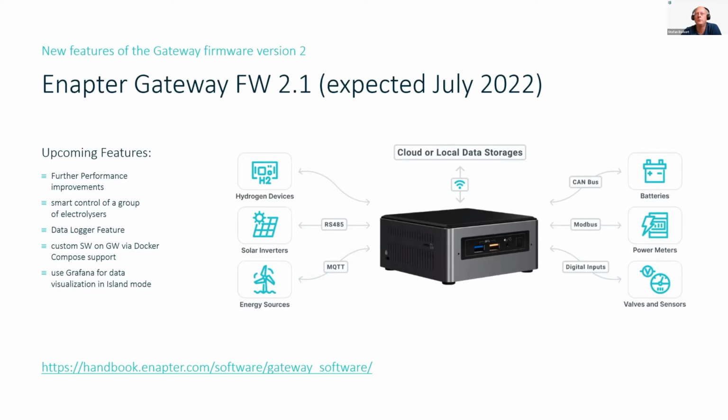Then there will be new data logger features, and we are going to integrate two new things, which is Docker Compose and which is Grafana. So the Docker Compose is a tool to run customized software on top of our gateway firmware, and the Grafana itself is a multi-platform open source analytics tool. So in case, for example, you run your NUC in idle mode without any internet connection, you can extract the data there and get a nice graphical overview through Grafana.